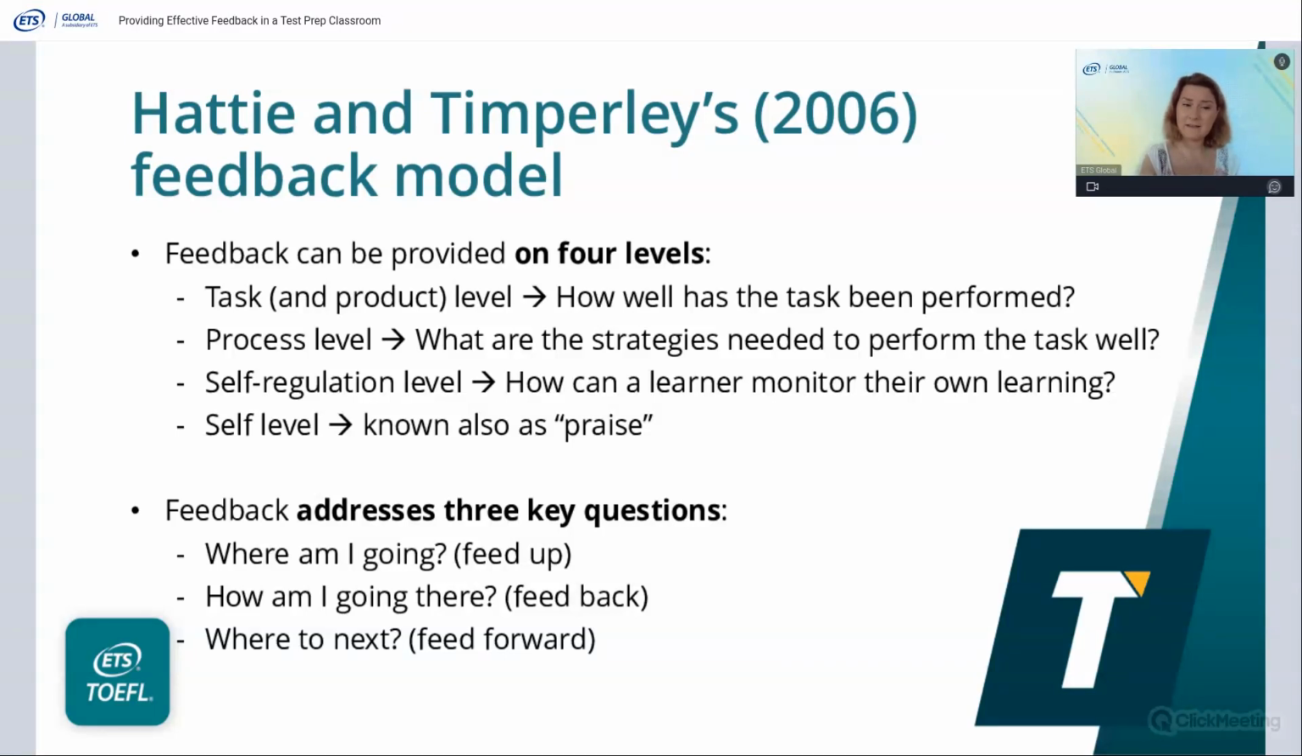So they have identified the so-called task and product level feedback. So if we provide a learner with a task, how well has the task been performed? Has the aim of the task been achieved? The so-called process level of feedback. So what strategies are needed to perform the task well? Has the student applied those strategies successfully?